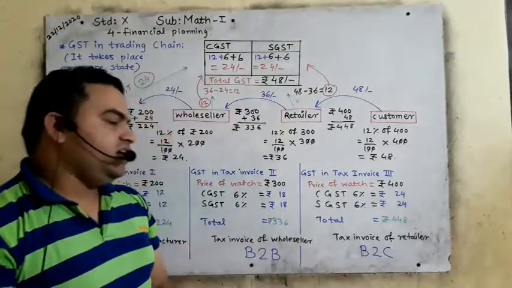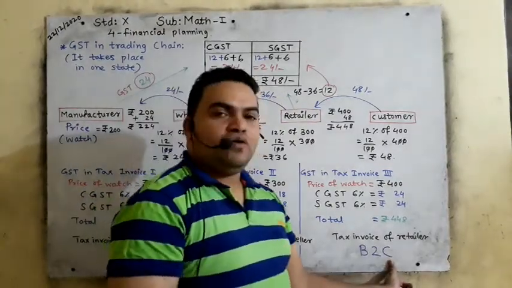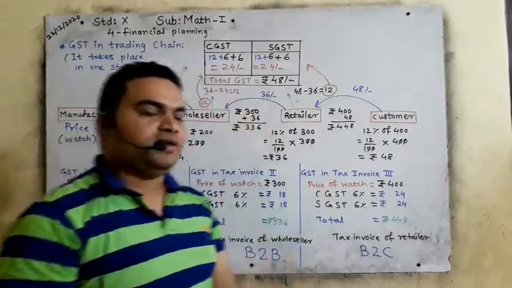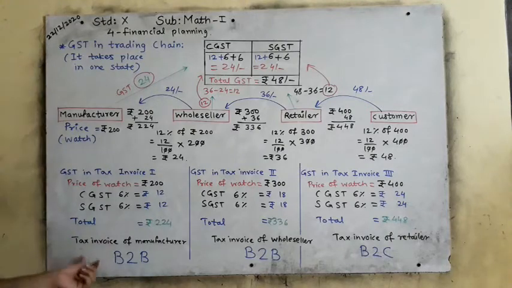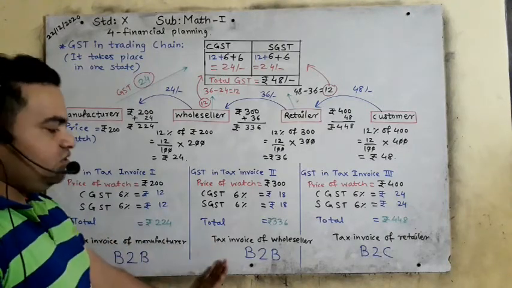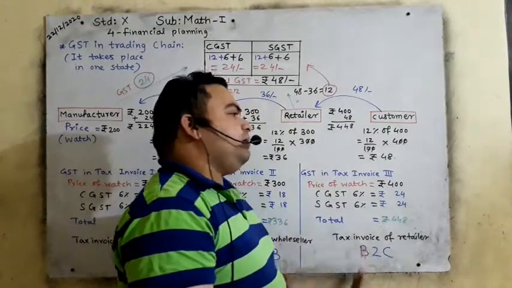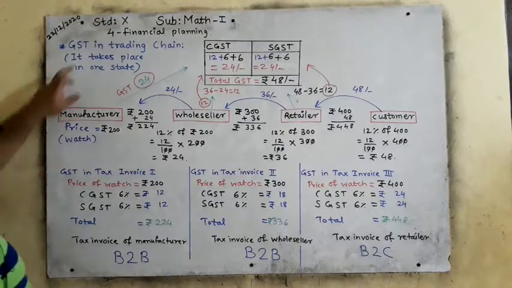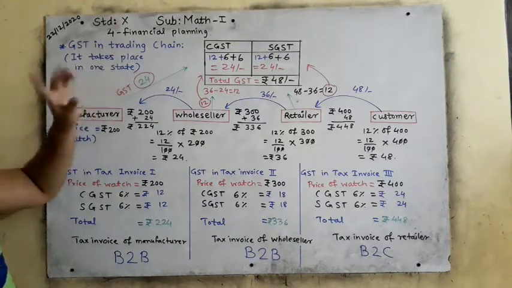Now we will see GST and tax invoice third, that is the invoice of the retailer. The retailer will make an invoice or bill for the customer or consumer, that is called business to customer or business to consumer. So this is how the three bills will take place: the manufacturer makes one for the wholesaler, the wholesaler makes one for the retailer, and the retailer makes a bill for the customer or consumer. All these transactions took place in one state only.